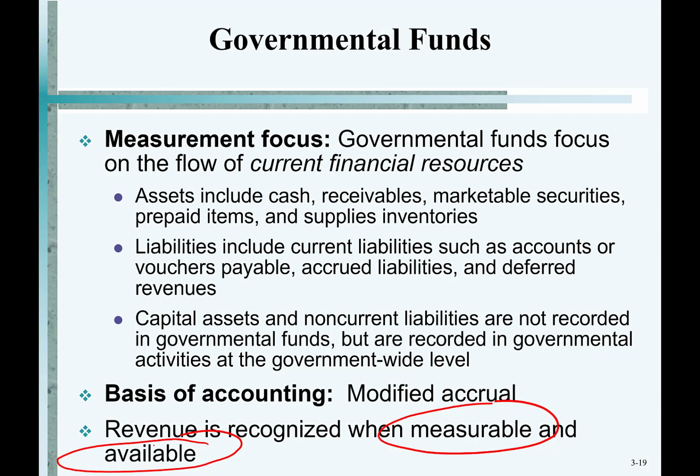Now that's available. What about measurable? How would a government not know the amount? Can we have a situation like that where the government doesn't know the amount?